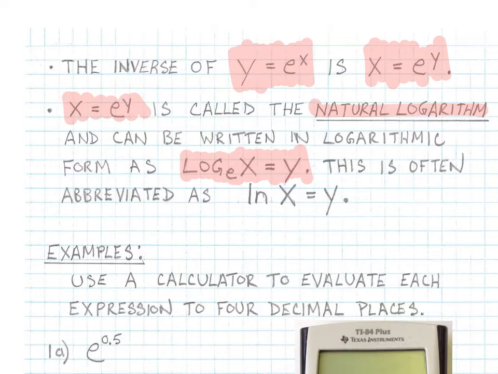Now, this is a special case just like common logarithms. Remember, common logarithms were abbreviated and you didn't write the 10 as the base. Natural logarithms are also abbreviated. Natural logarithm will just be an ln. You don't have to write the base e. So ln x equals y is the way you'll typically see it.